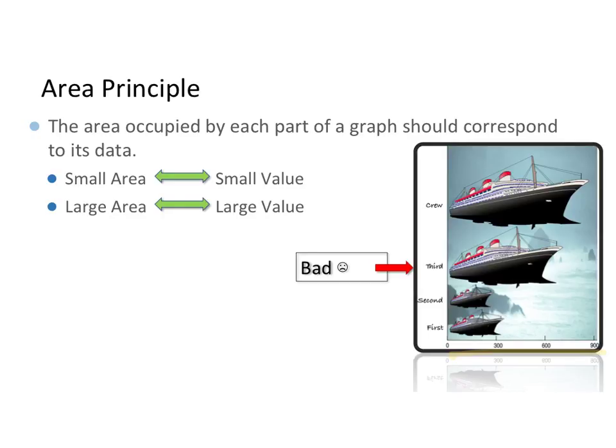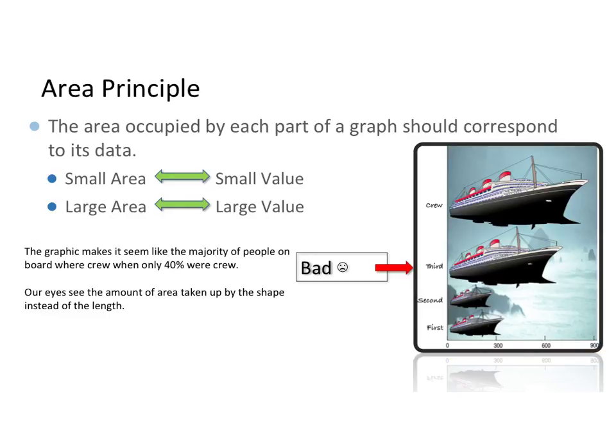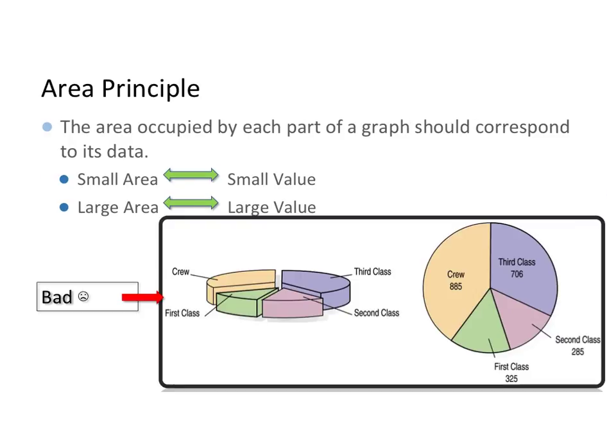Our eyes see the area taken up by the ship instead of how long the ship really is. So if we wanted to have a better description, the ships need to be about the same width. And here's what we're referring to. This is another poor example by the area principle. I have this pie chart that is three-dimensional, and sometimes we think it's really neat because it looks different, but it makes our pieces of the pie more distorted than they really are.